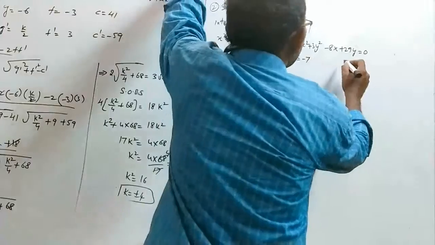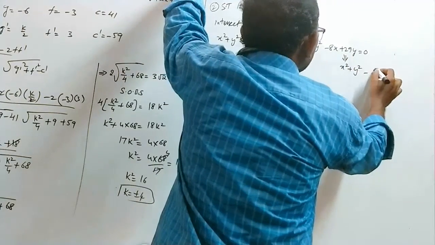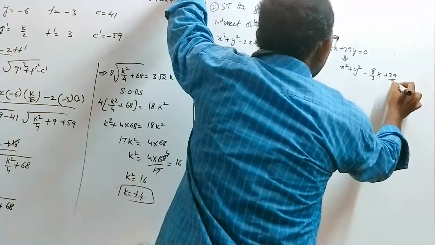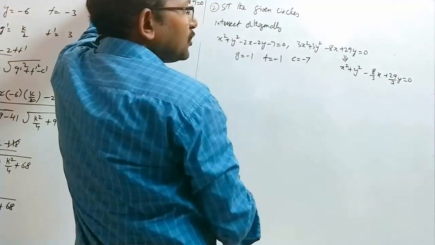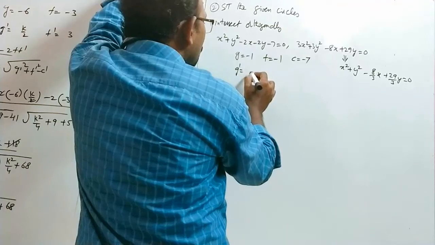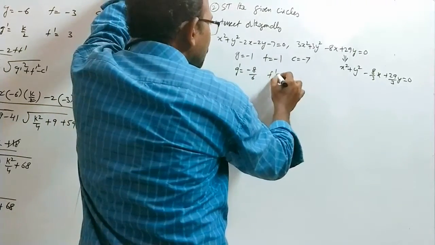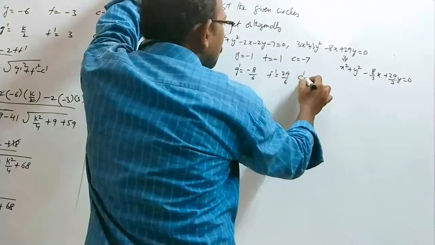Then it becomes x square plus y square minus 8 by 3 x plus 29 by 3 y is equal to 0. Now you have to find the values of g dash, f dash and c dash. Therefore here g dash is equal to minus 8 by 6, f dash is equal to 29 by 6, c dash is equal to 0.